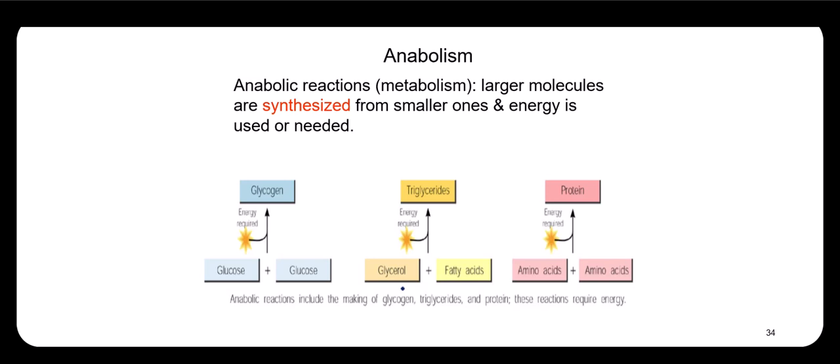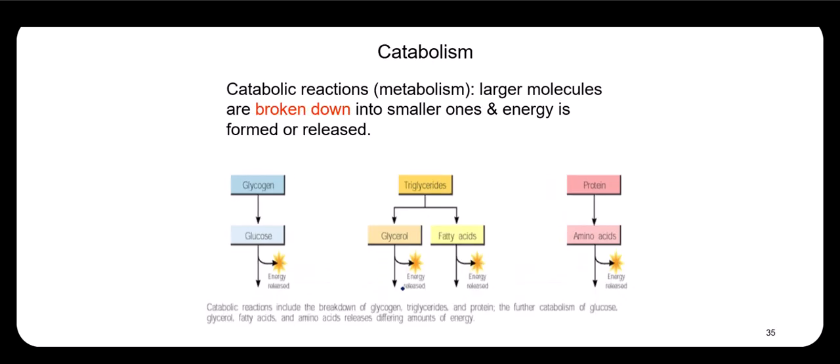So some of the stuff we're going to do is we'll make glycogen, we'll make triglycerides, we'll make proteins. We're also going to break glycogen down, break triglycerides down, break proteins down. So again, we'll point out the reversible parts and the commonalities to help you narrow things down.